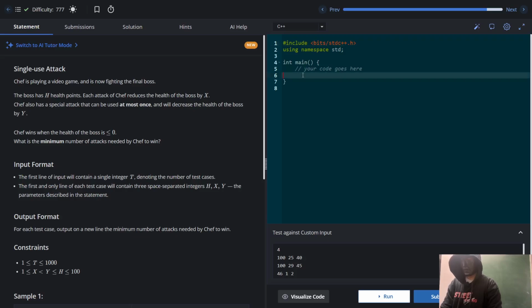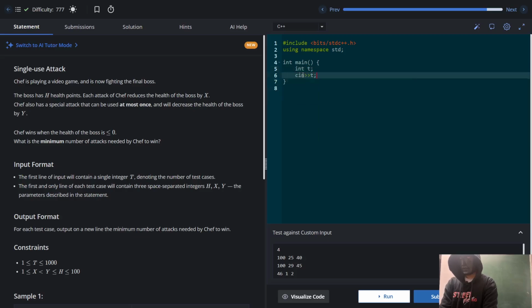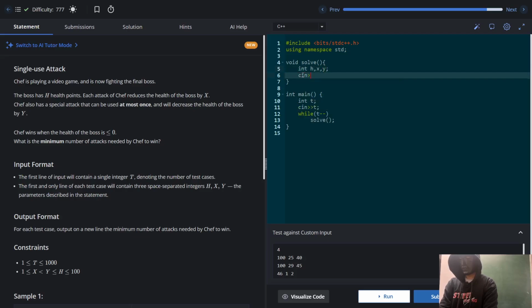Okay, so yeah, it's easy only. Don't worry, I'll be telling you. But here we have a greedy approach. So we are taking input. For every test case, we have 3 integers h, x, and y. So we have taken input based on these values.